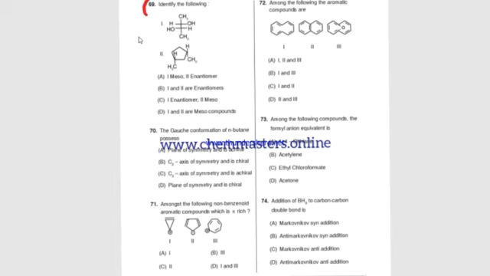Identify the following. Look at the given two structures. We are given meso and enantiomeric relationships for the first and second structures. We need to pick the correct one.